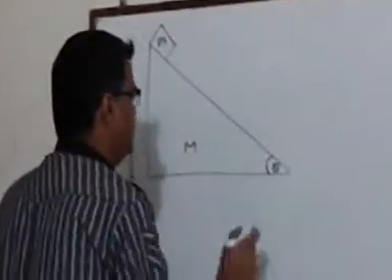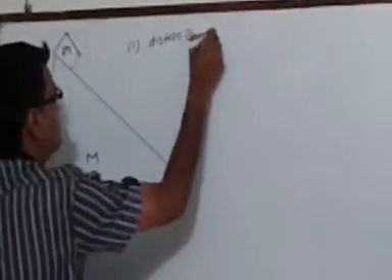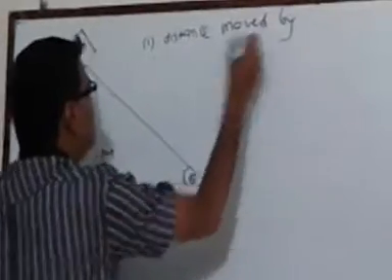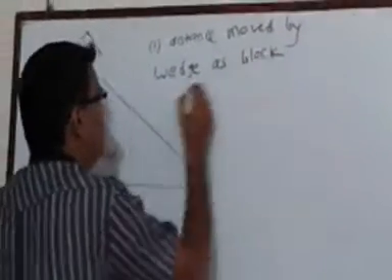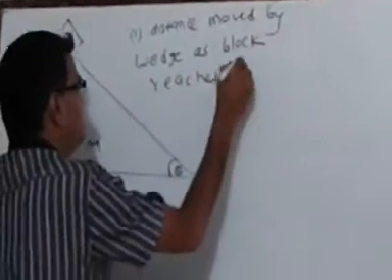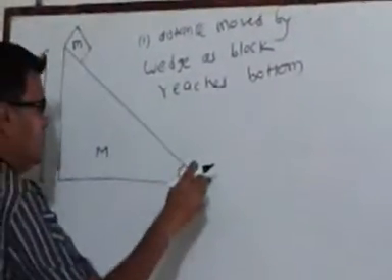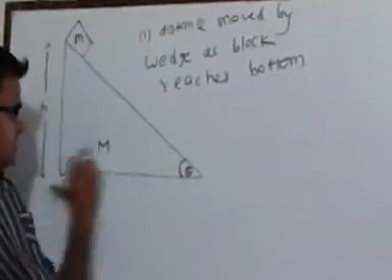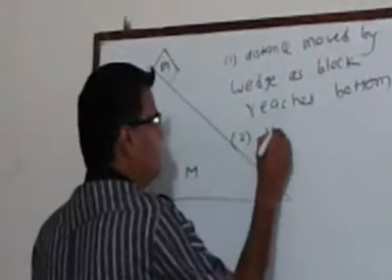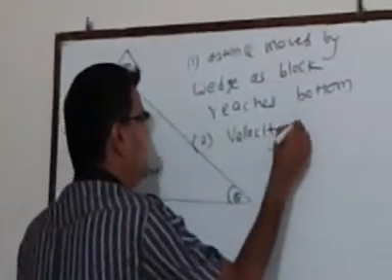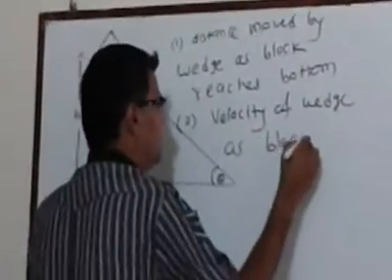We are supposed to find, number one, the distance moved by the wedge as the block reaches bottom. That is, when the block comes from here to here, how much distance will be moved by the wedge. Obviously, it will move to the left. That we have to find. Number two, we have to find the velocity of wedge as the block reaches bottom.